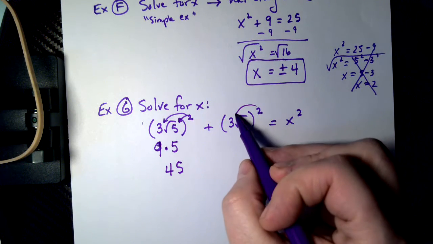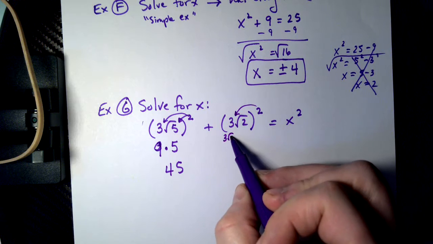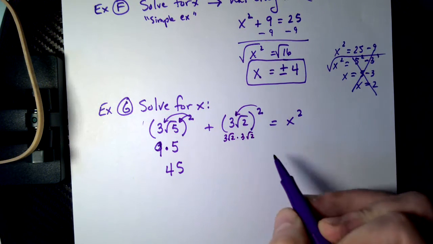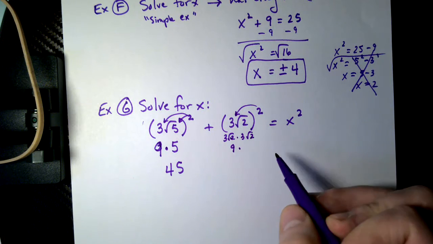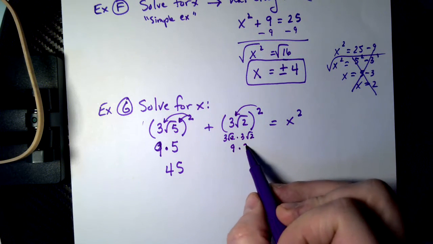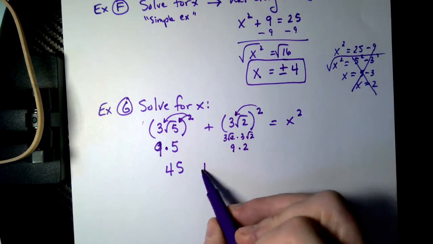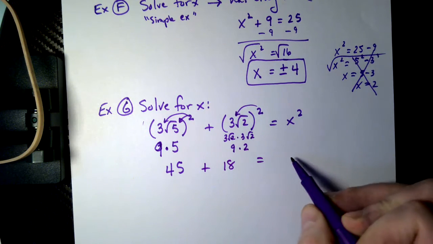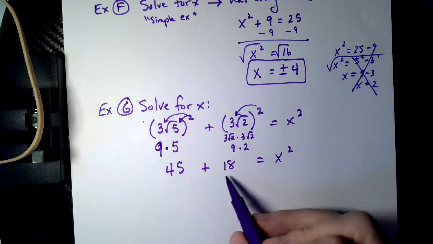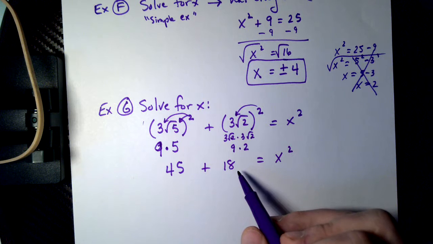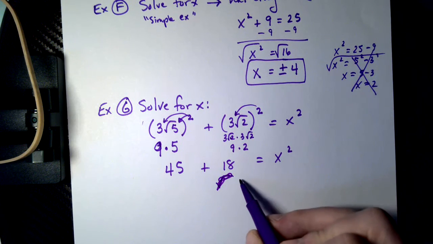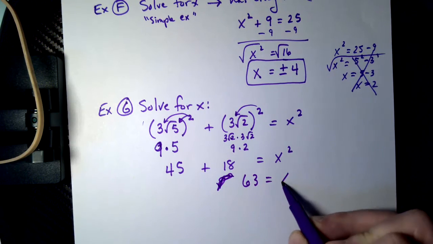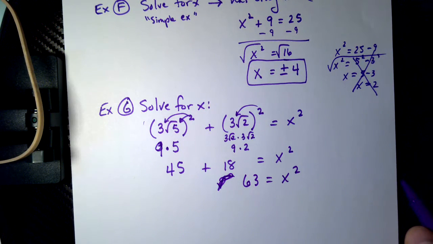Do that again, we're going to square this. So when you go 3 root 2 times another 3 root 2, 3 times 3 is 9. Square root of 2 times square root of 2 is square root of 4, but that just equals a normal 2. So I get 45 plus 18 is equal to x squared. When I add those two parts together, I'm getting ahead of myself. 63 is equal to x squared.